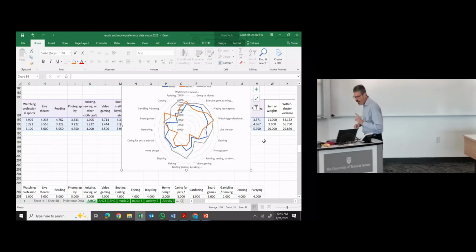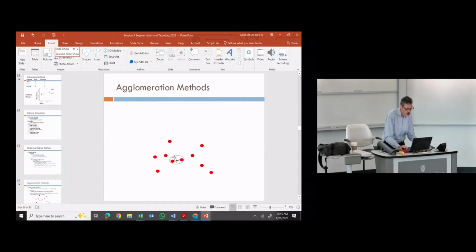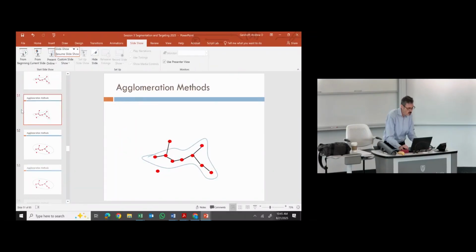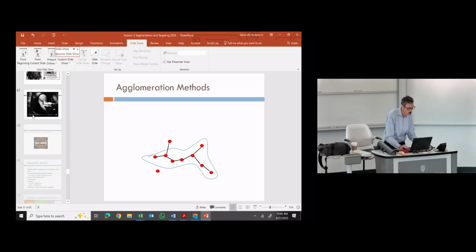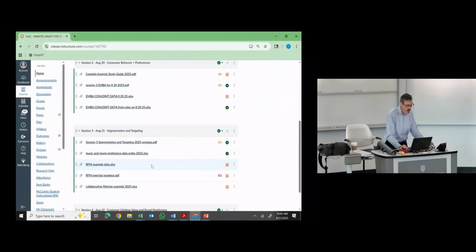Here's the exercise that we're going to do. I'll show you more about these clusters later. If you go to Canvas and download the session 3 RFM example data and the RFM exercise handout, that's what we're going to work on in the last hour. The handout gives you instructions to do this guided analysis.